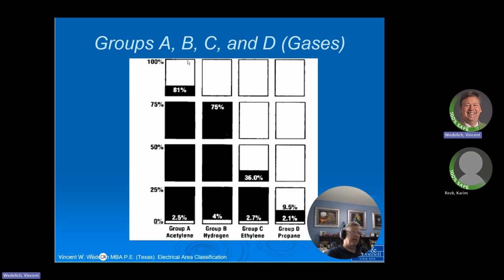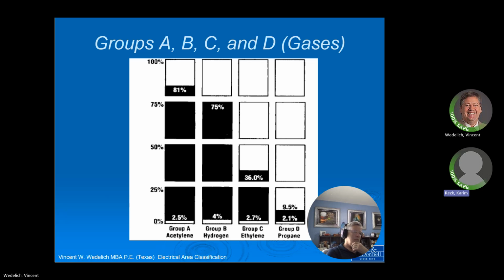But if it's 100% gas, you're not going to ignite it. You have to have air, right? Remember, we had to have air. This is our fuel. We have to have air. So here hydrogen is 4% to 75%. Group C, ethylene, is 2.7% to 36%. So again, what is the bottom number? This is the lower explosive limit, or lower flammable limit. What's the top number?